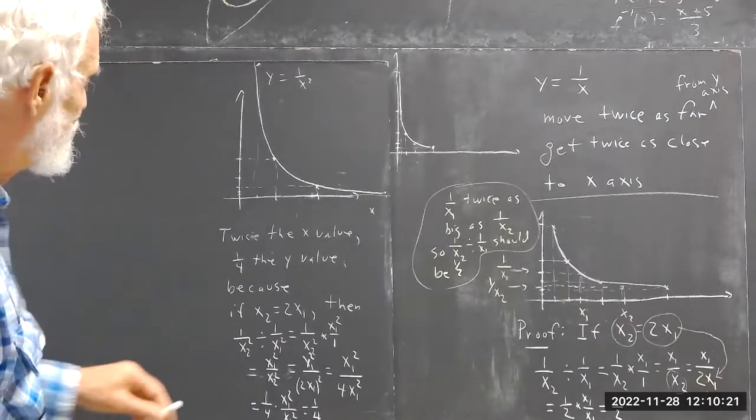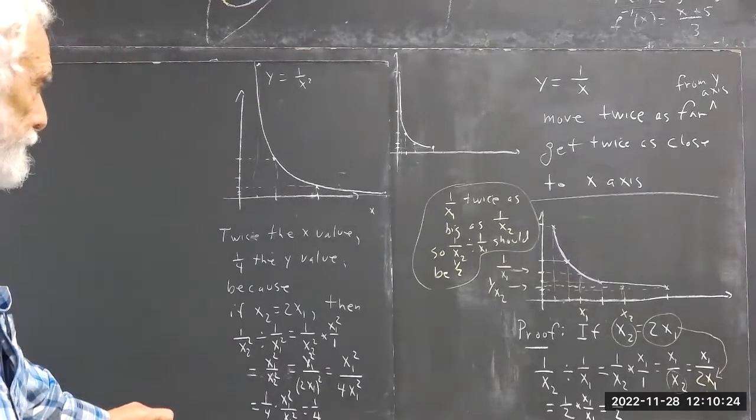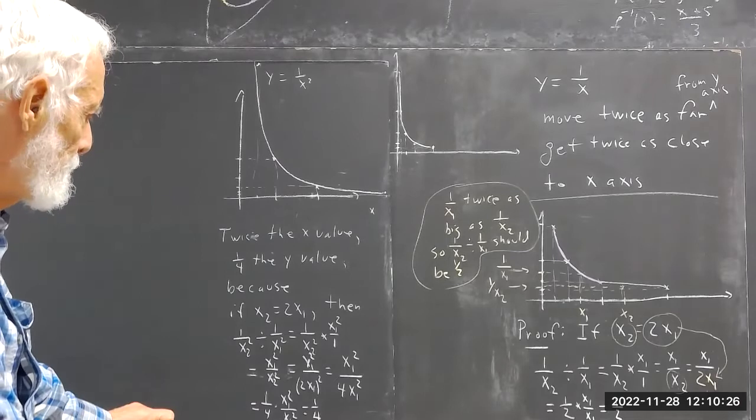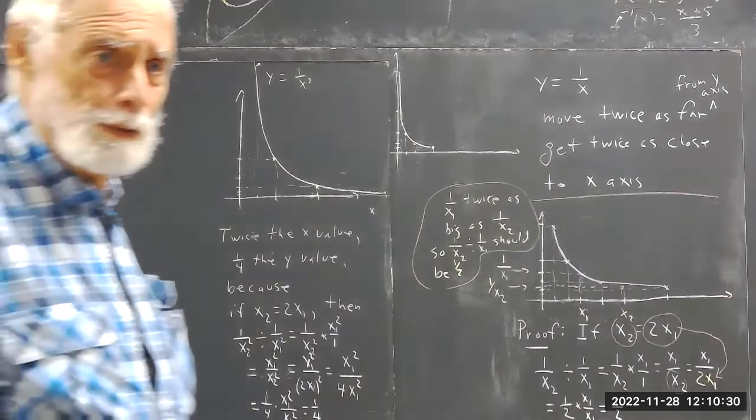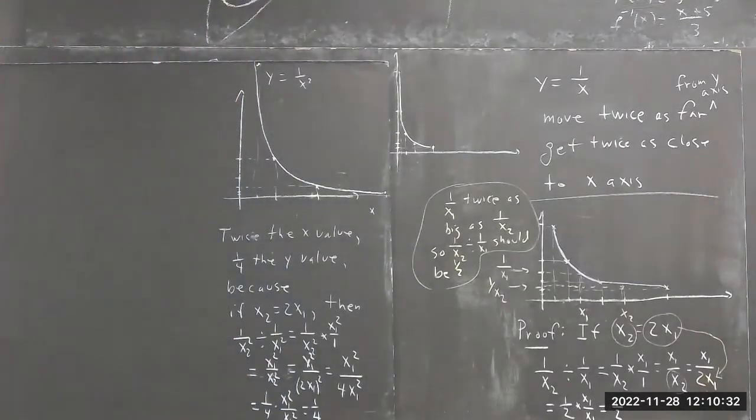Okay, well. What's the value of this function going to be at 0? When x is 0.